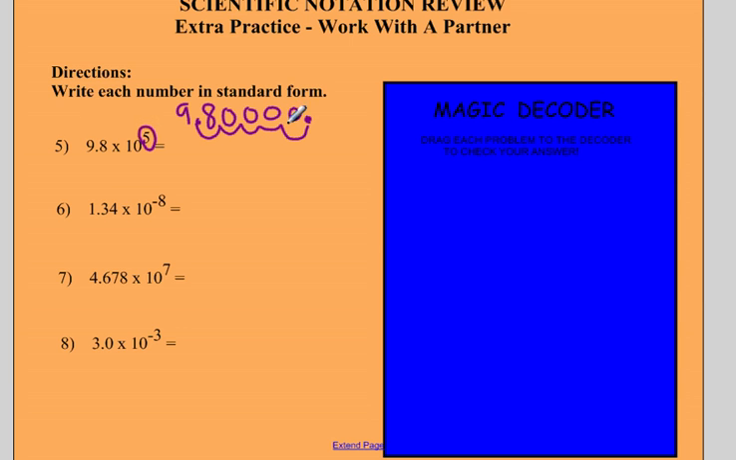Now this is really sloppy. So I'm going to rewrite my answer so that it's easy to see. 9, 8 with 4 zeros behind it. Put my commas where they belong. The answer is 980,000. Let's go ahead and check that. There it is. Let's try this next one.